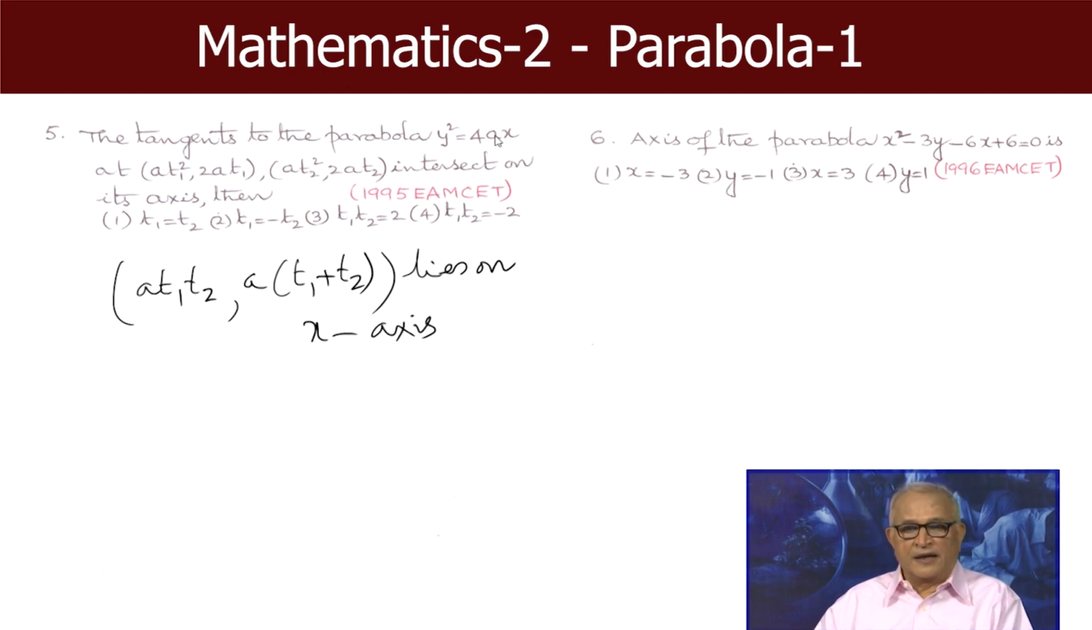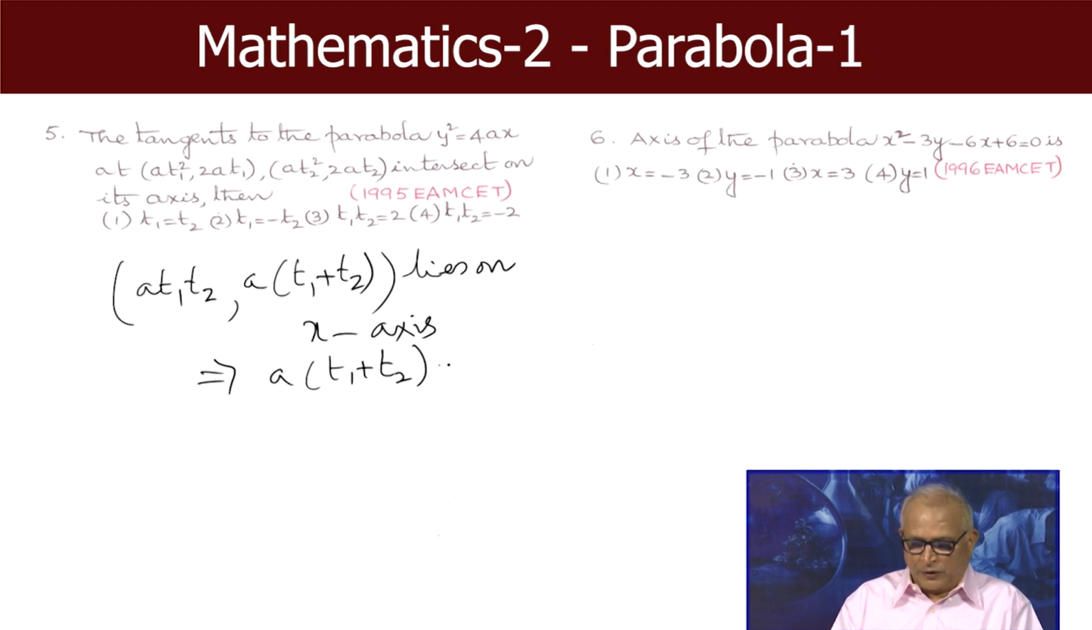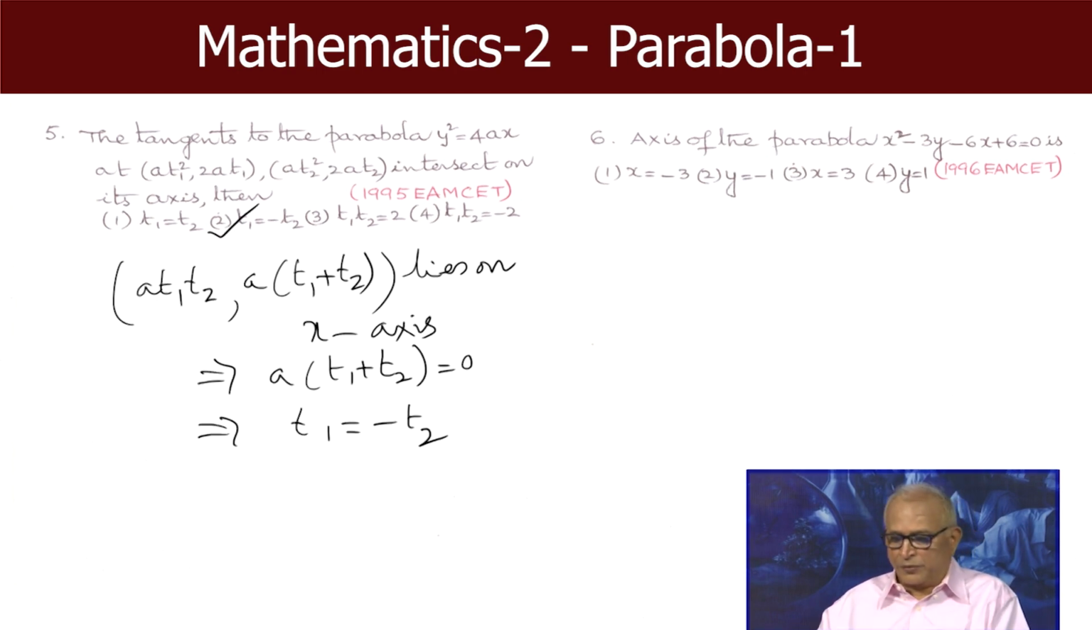Standard formula ఉంది కాబట్టి the x-axis is the axis of symmetry. అంటే y coordinate 0. This implies A into T1 plus T2 equals 0. But A cannot be 0, A is positive. So this means T1 equal to minus T2. So that's the relation between T1 and T2, which is the second option.